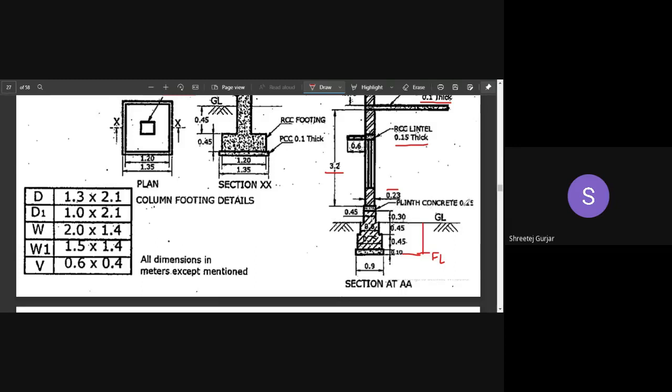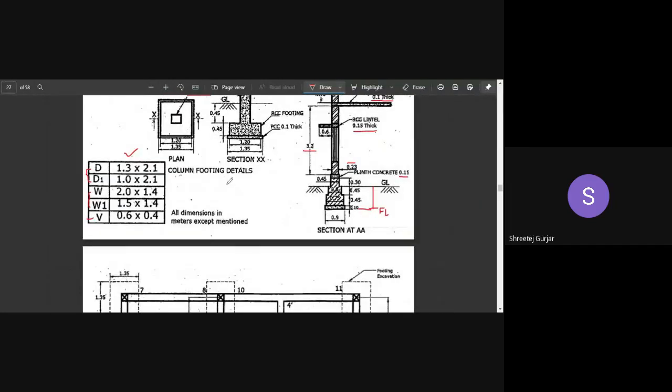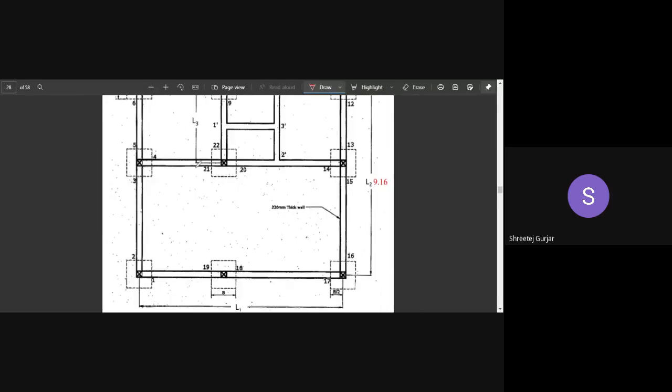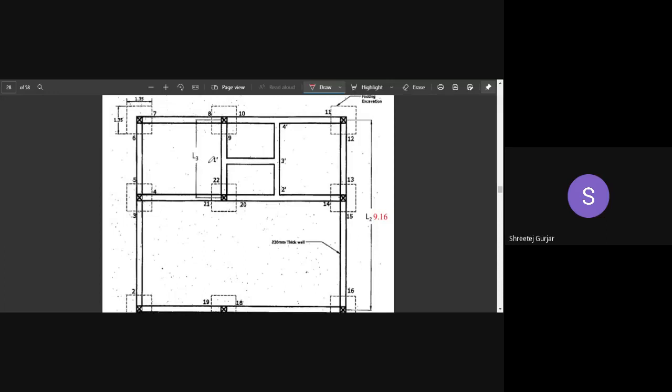So we have plinth concrete, like DPC, which is 0.15 meter in thickness, and this is the schedule of openings. We have D and D1 type of doors, 2 types of doors, and we have 2 types of windows and 1 ventilator. Along with dimensions, we have been provided with this schedule of openings. So moving on, this is your beam column plan, showing the positioning of your beams and your columns.